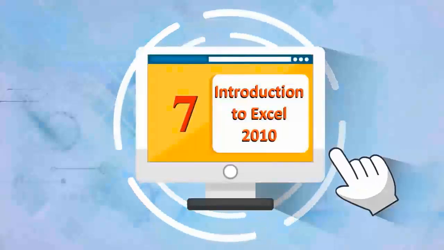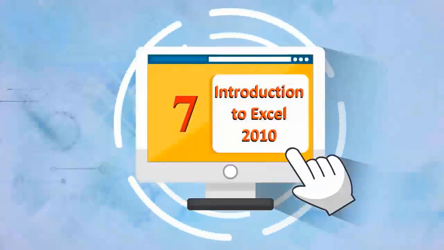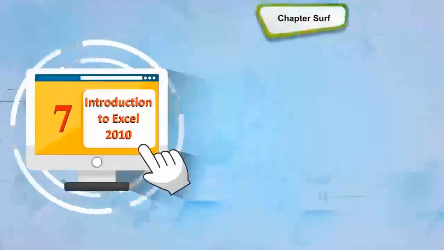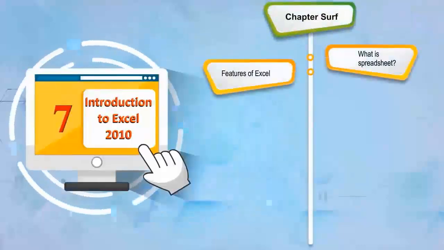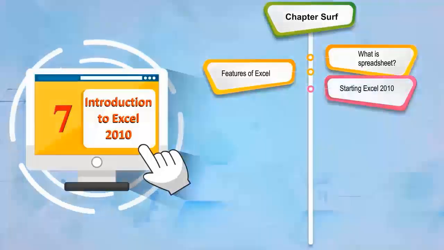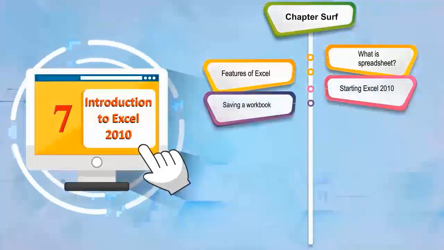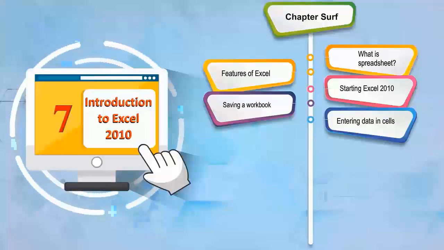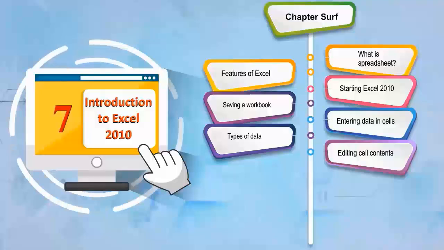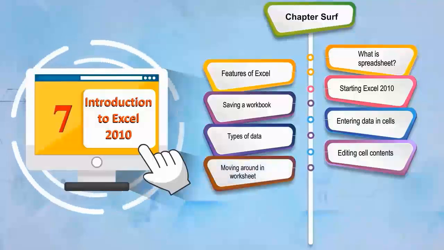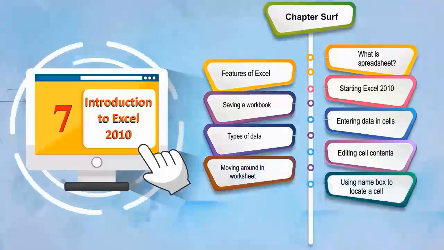Chapter 7, Introduction to Excel 2010. What is a Spreadsheet? Features of Excel. Starting Excel 2010. Saving a workbook. Entering data in cells. Types of data. Editing cell contents. Moving around in a worksheet. Using the Name box to locate a cell.